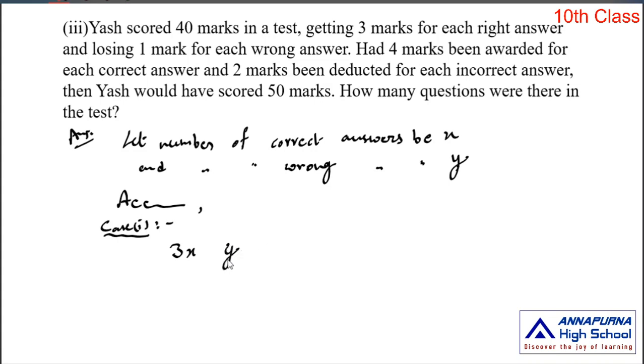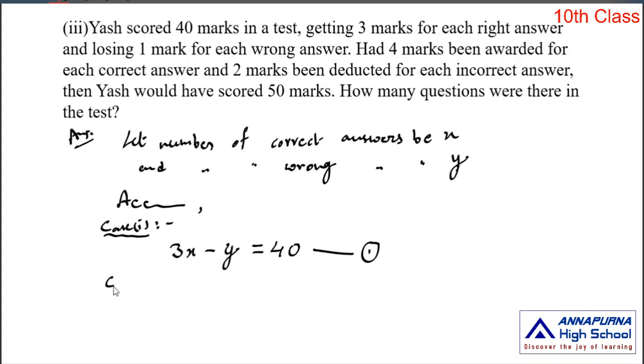But these y marks are deducted marks, so that's why you subtract these deducted marks from the marks for correct answers. So at the end, his total score is 3x minus y. But according to the first case, his total score is 40. So that means 3x minus y is equal to 40. This is the first equation.